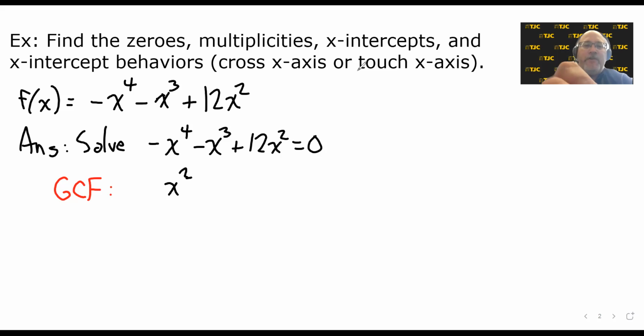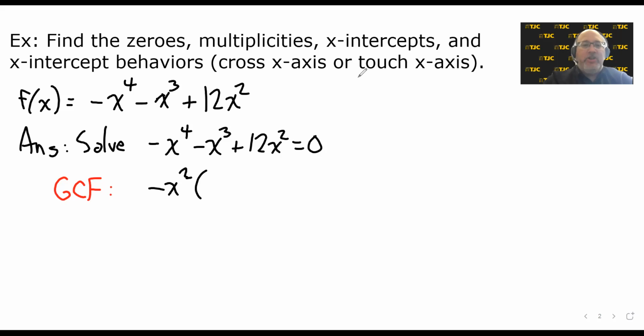Now, as far as the coefficients, it doesn't look like there are many coefficients, but there's three of them. -1 is implied there, -1, and +12. Now, the greatest number that will divide into all of those is 1, but as part of the GCF move, if you're taking out a greatest common factor and the leading term is negative, then your GCF should also be negative. So we're going to factor a negative x squared out of this trinomial.